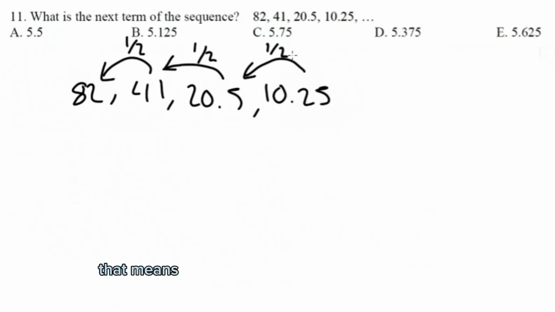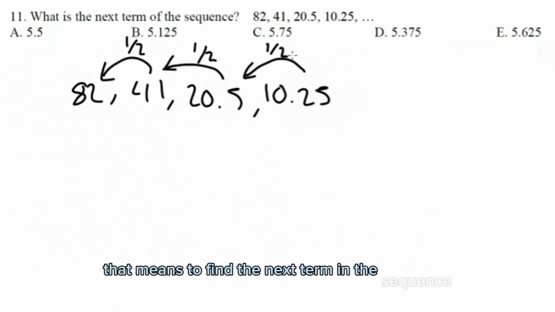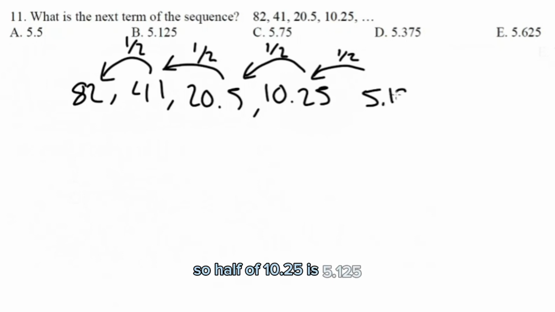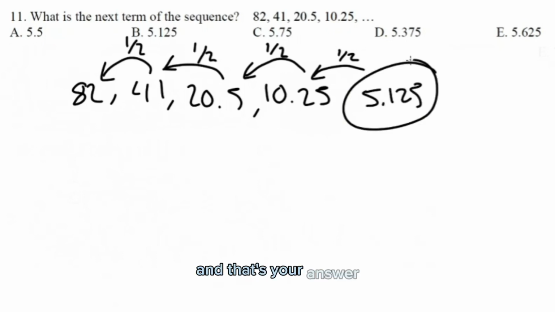That means the next number in the sequence, right? Each next number in the sequence is 1/2 of the previous one. Alright, that means to find the next term in the sequence, all we have to do is find half of 10.25. So half of 10.25 is 5.125, and that's your answer.